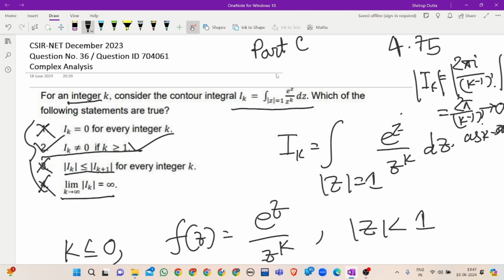So you students will get 4.75 marks from part C very easily if you have done this question.